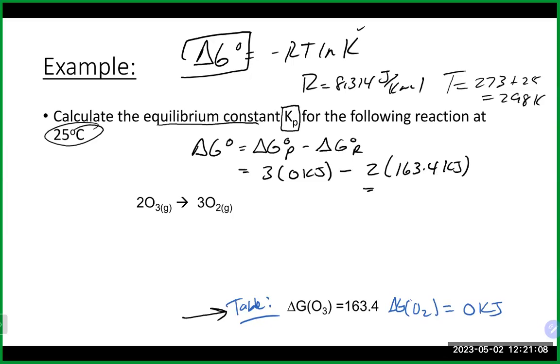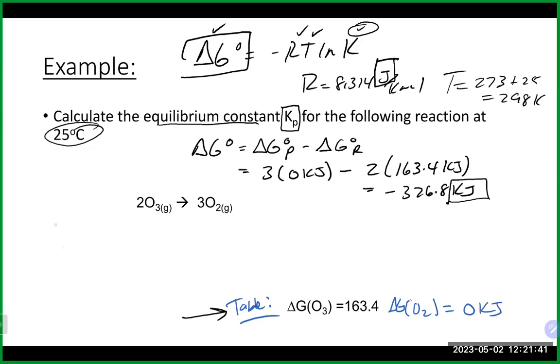Going to give us a delta G in this case of 2 times 163.4, minus 326.8 kilojoules. So now we have our delta G, we have our R, we have our T. Again, that's going to allow us to solve for natural log of K, or K in this case. We do have some unit issues we want to make sure we don't overlook. That's kilojoules, that is joules. So once again, you've got to do some type of conversion here.